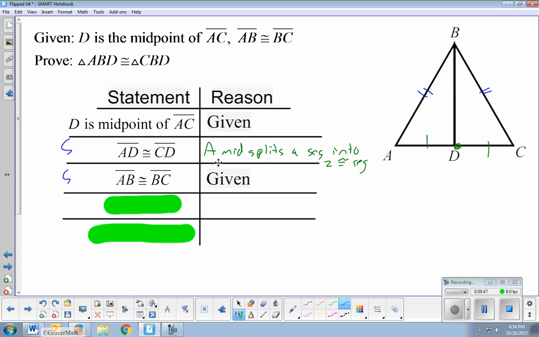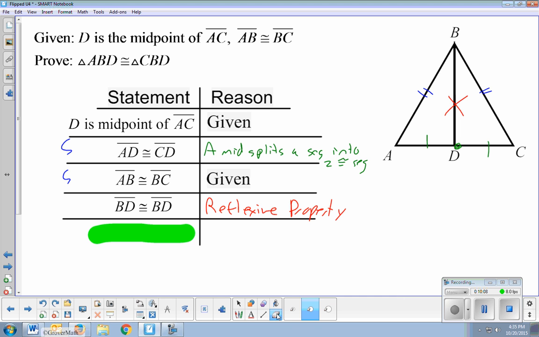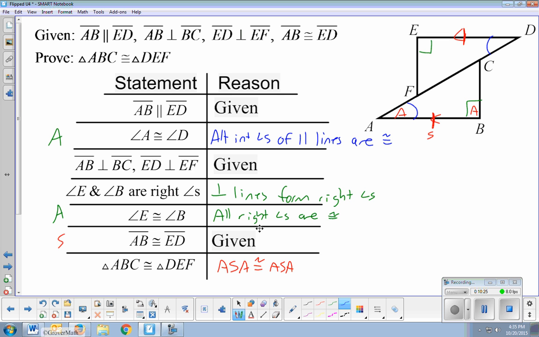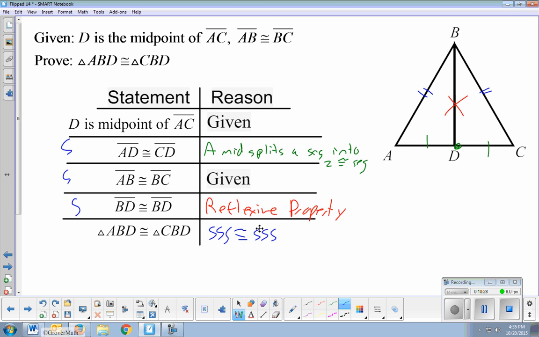So this was a side congruency we got from a midpoint. This was a given side congruency to us. And the last one, what do we know? BD is in common. Both triangles have side BD, so that is our 3rd side congruency through the reflexive property. That means the triangles are congruent because the sides of one triangle are congruent to the sides of the other triangle. Yesterday we saw side, angle, side, and now we see side, side, side.